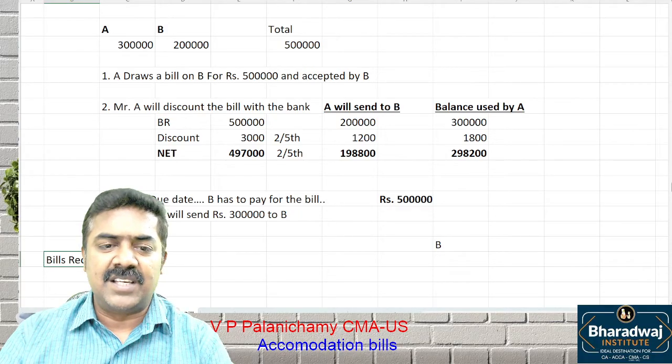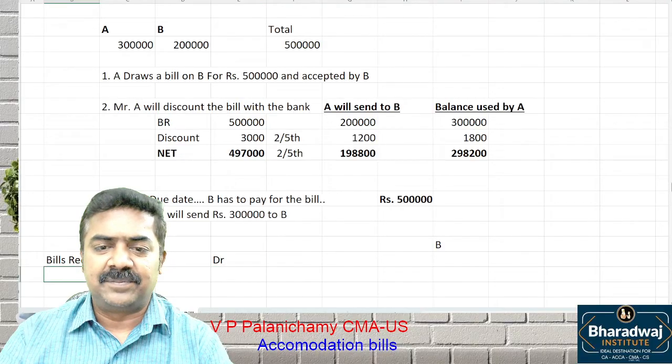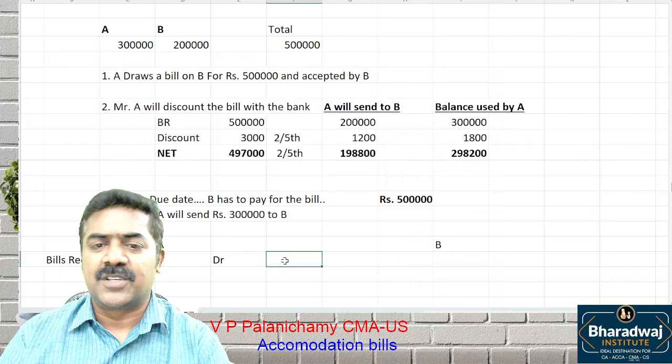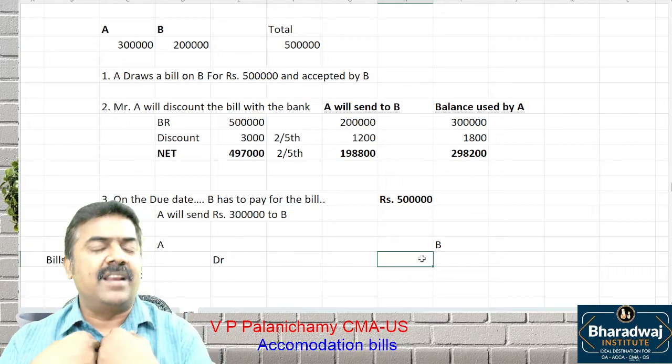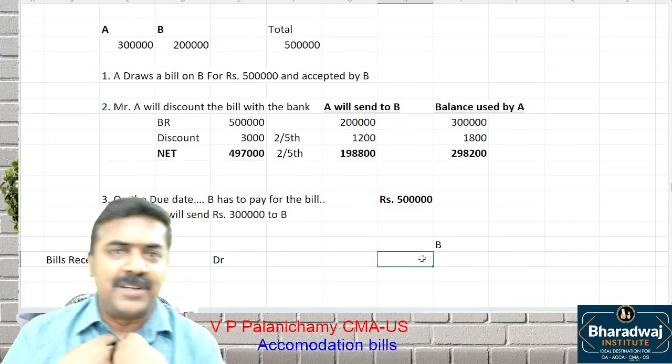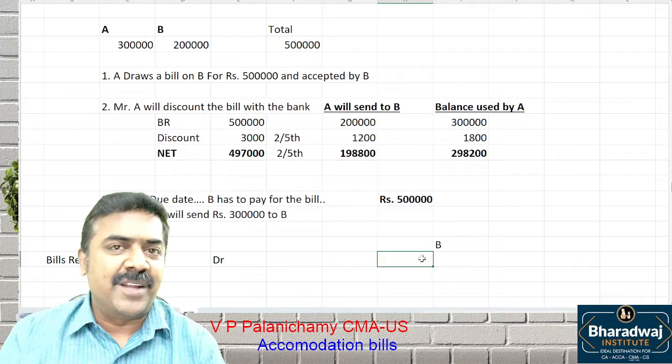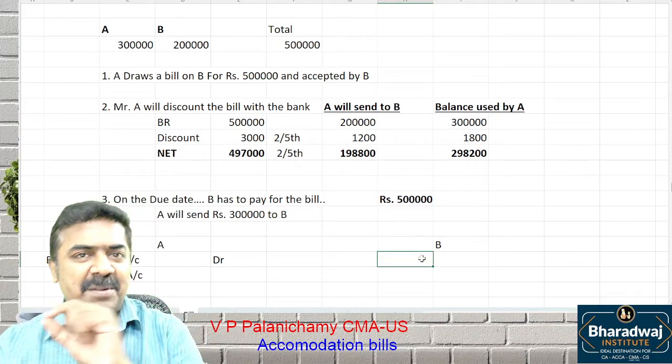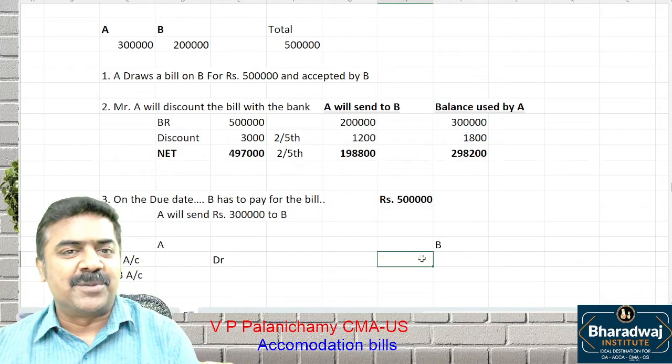Bills receivable account debit to B account. How much? 5 lakhs. The other party will pass the entry: A account debit to bills payable. When you are discounting the bill, what is the entry you will pass? Bank account debit, discount account debit to bills receivable, like that.